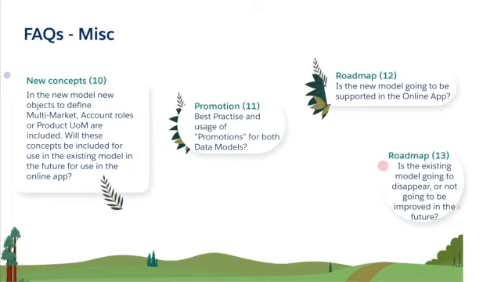Number 11, best practice and usage of promotions for both models, basic and enhanced. This is a side-by-side object. So existing promotions and promotion channels are used for the existing model, and the advanced promotions are required for the new model, for example, to support promotion-based orders, to support sales folders, and in-store activities in the summer release.